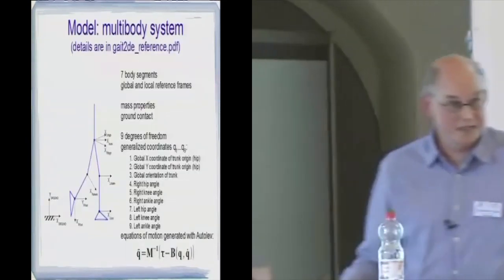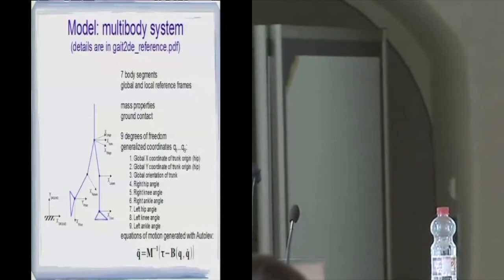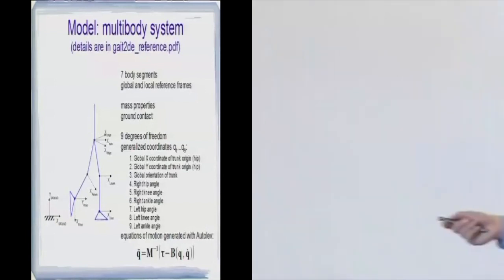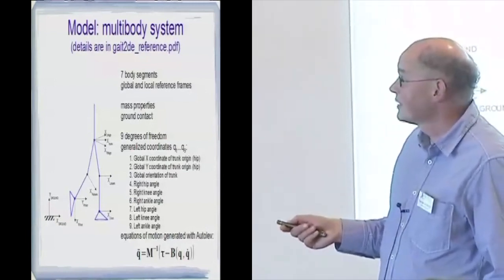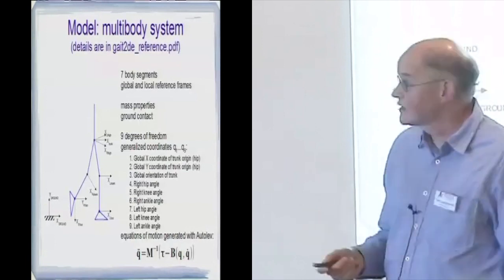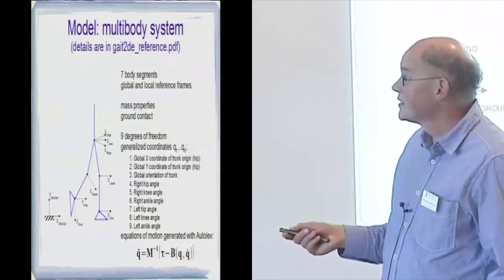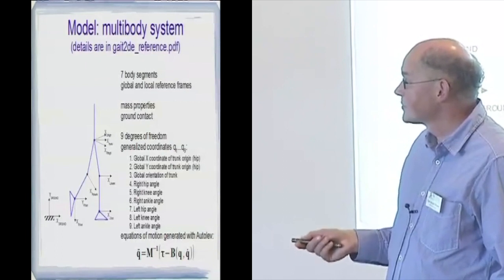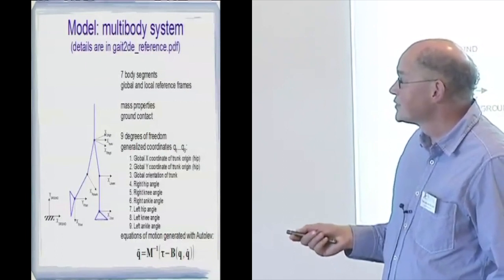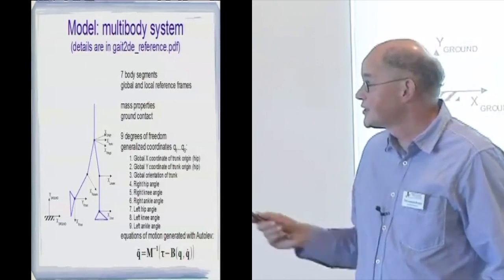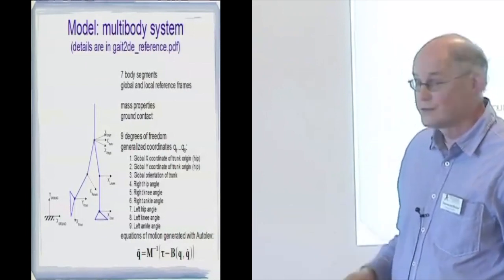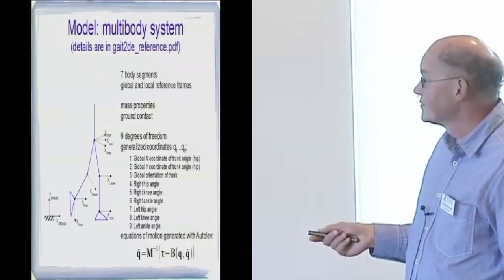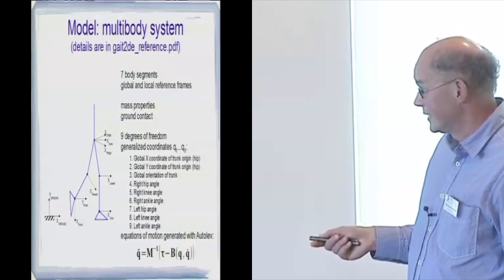So the multi-body system has 7 body segments. It has mass properties and ground contact, deformable ground contact, as I've described before, and 9 degrees of freedom, which are these generalized coordinates. The first 3 are position and orientation of the trunk segment, which is the root of the hierarchy. And then we have 3 joint angles in one leg and 3 in the other leg.